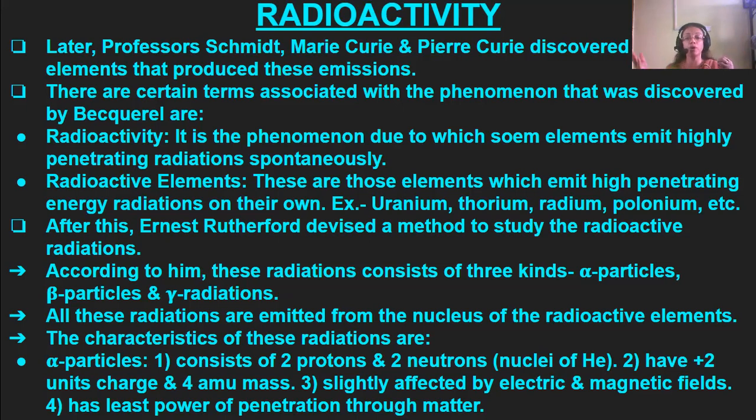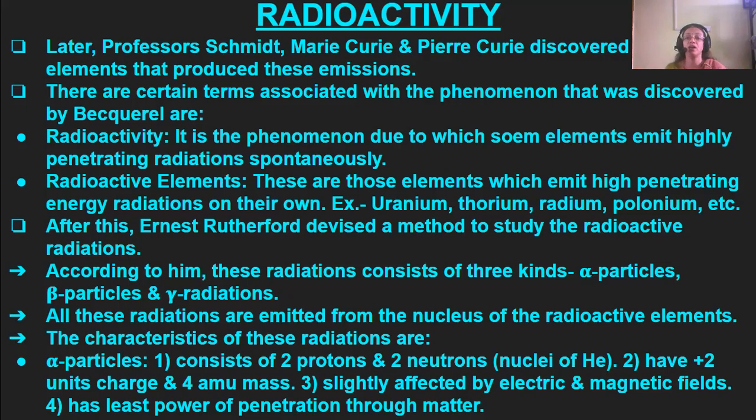They can penetrate through anything. So these are highly penetrating radiations which come out spontaneously. Radioactive elements are those elements which emit these types of radiations on their own. For example, uranium, thorium, radium, polonium, etc.